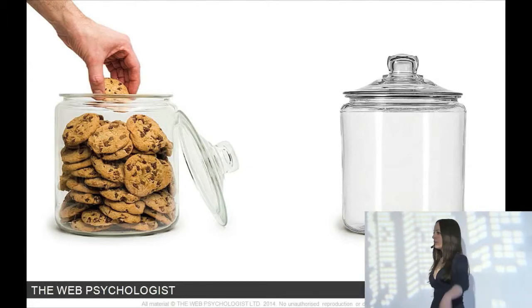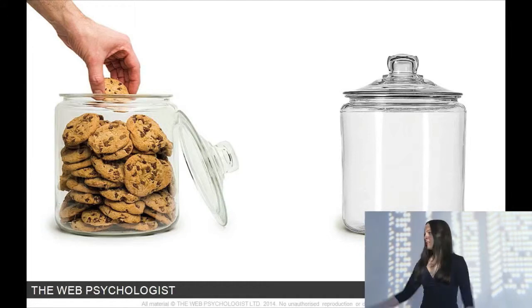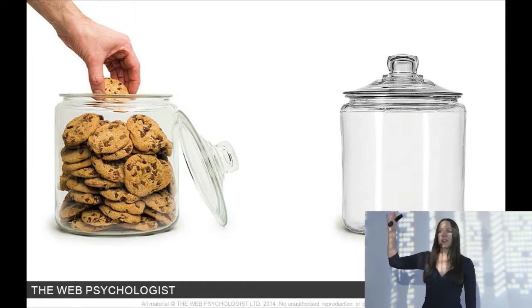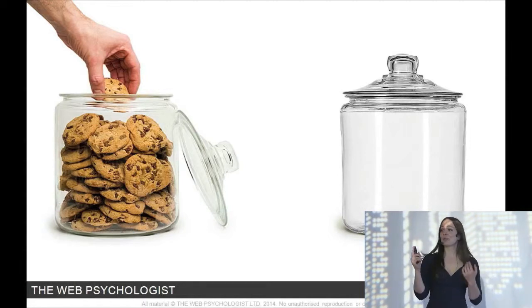Hands up for the one with the full jar. I think that's going to be really good because it's fresh and blah, blah, blah. Okay. Hands up for the empty jar, or nearly empty jar. Right, why? Because more people wanted them.